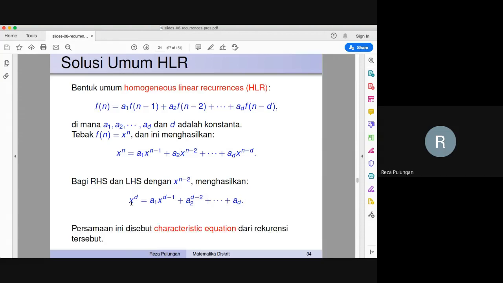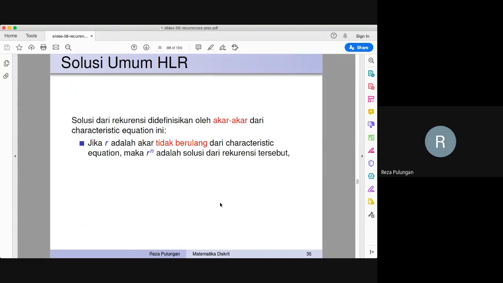Now, this is called a characteristic equation. If you have already found the characteristic equation, the next step to find x will be just to find the root of this characteristic equation. So the solution of the recurrence is defined by the root of this characteristic equation. But you have to be careful about this.